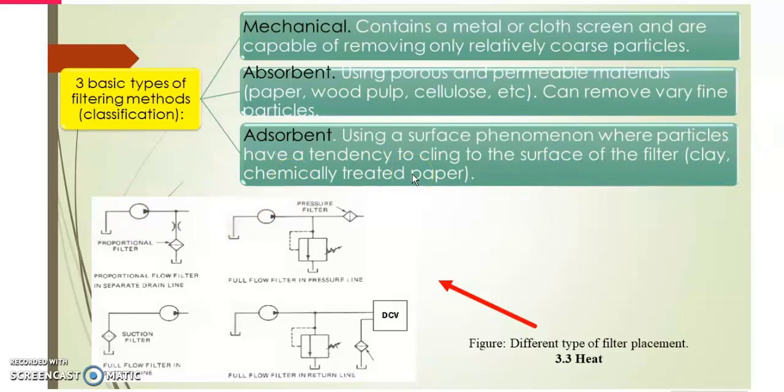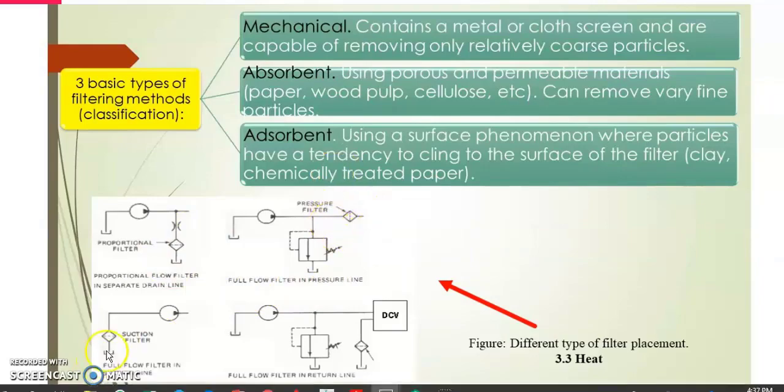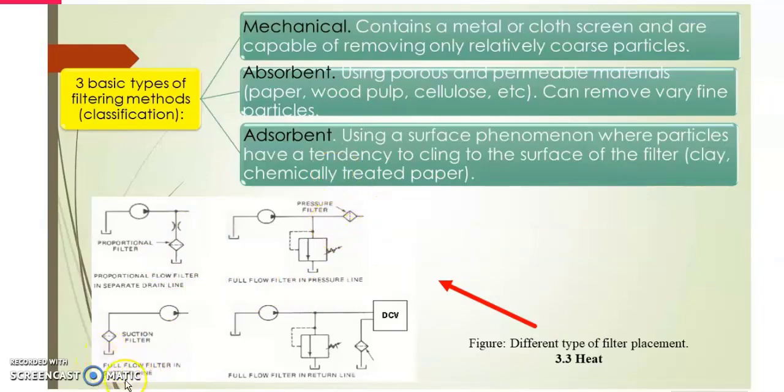Okay, next we proceed to the different types of placement. So as you can see here, we have four different types of filter placement. The first is the proportional flow filter in the separate drain line. Then the full flow filter in the pressure line here, the full flow filter in the suction line here, and the full flow filter in the return line here.